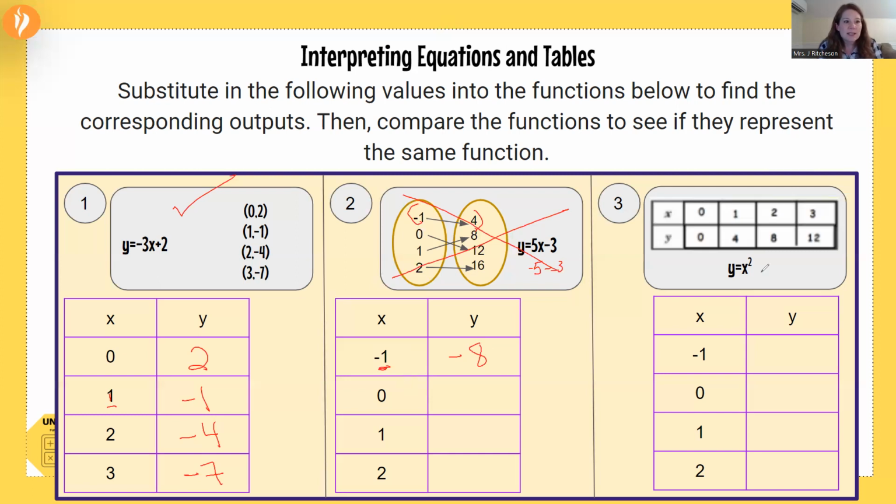And then this one, this is saying y is equal to whatever x is squared. So if we plug in -1 for x, make sure you put that in parentheses. What's -1 squared? What's -1 times -1? That would be +1. What if I plugged in 0? 0 squared, 0 times 0 is 0. 1 squared, 1 times 1 is 1, and 2 squared, 2 times 2 is 4. So I can clearly see that these do not represent the same function, and I did that by making my own t-chart.